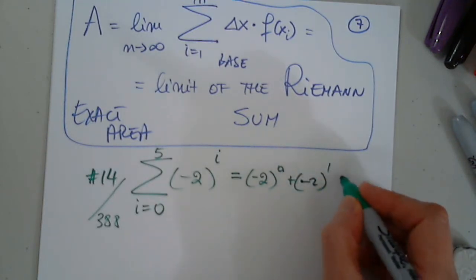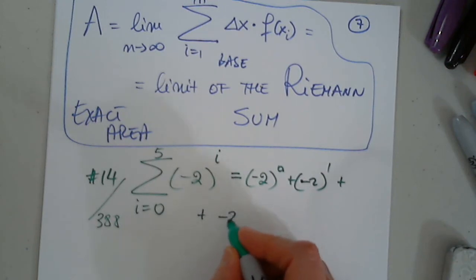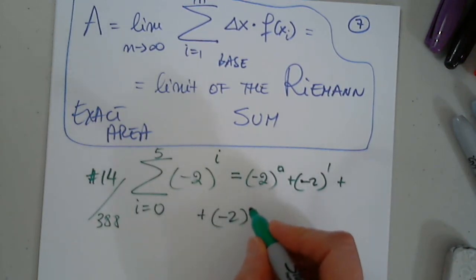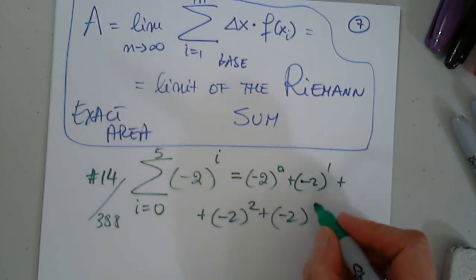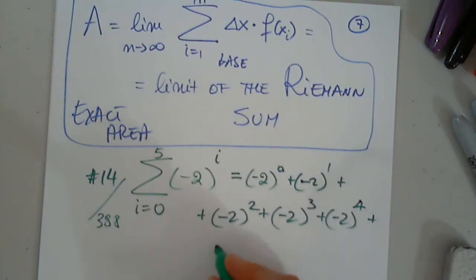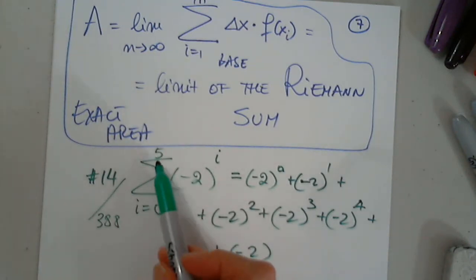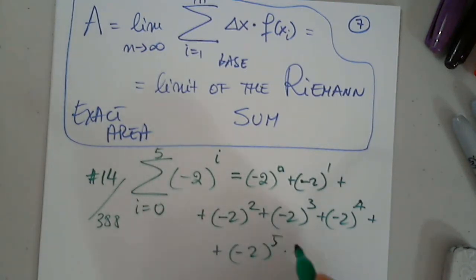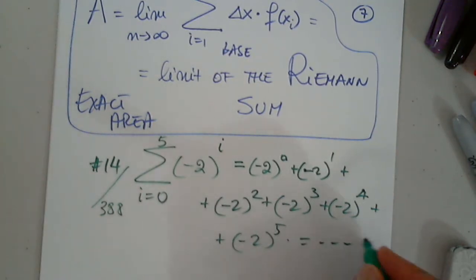-2 raised to power 1 plus the next term. -2 raised to power 2. Very good. Plus -2 raised to power 3. Very good. Plus -2 raised to power 4. Good. And what is the last one? 5. That's it.